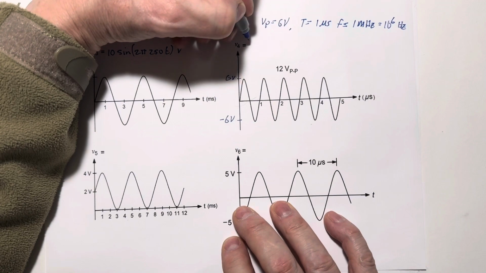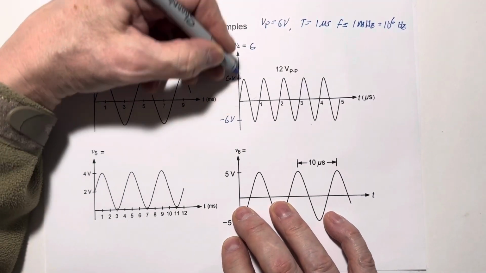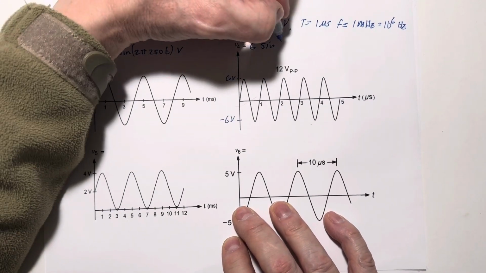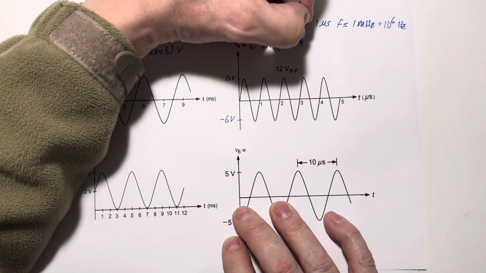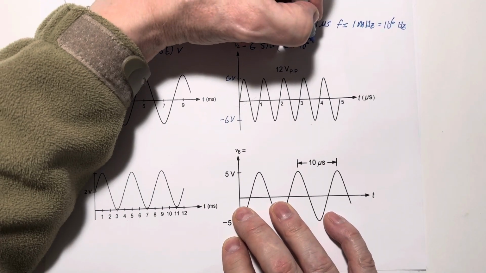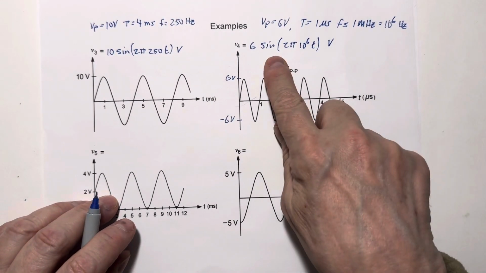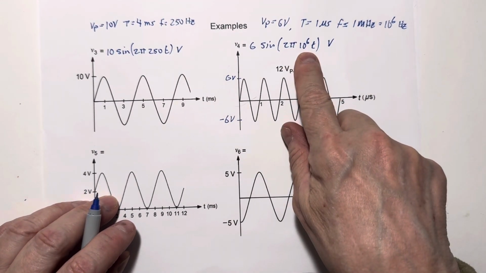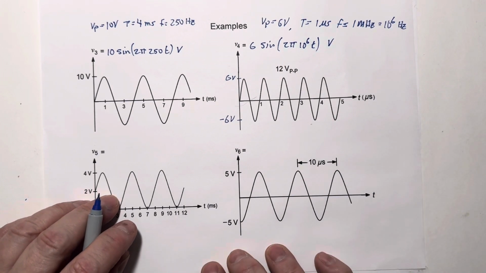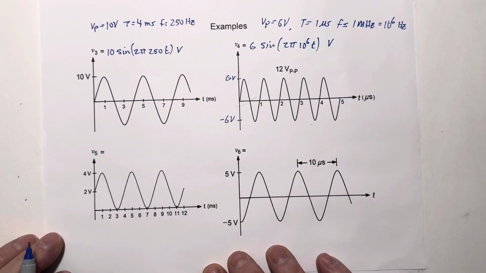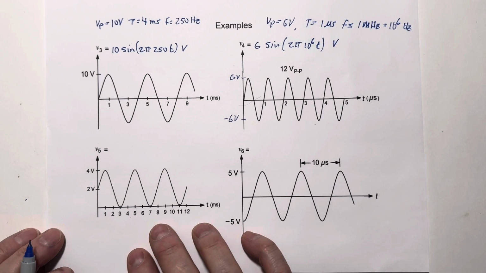So V4 then is equal to 6. It's a sine wave, sine 2 pi times 10 to the 6th t volts. That's 2 pi times 1 million hertz times t. Okay, V5. Oh, this one's a little different.